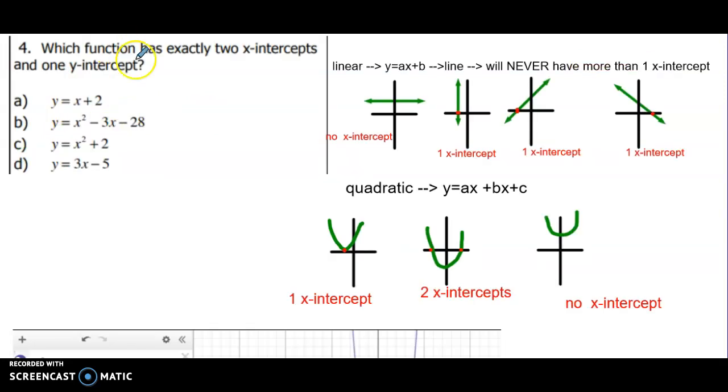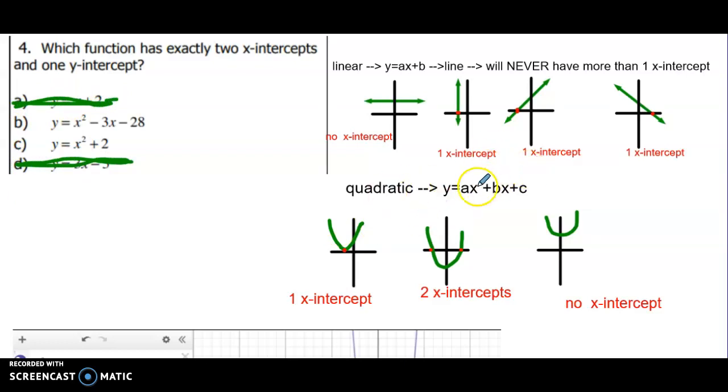Number 4 says, which function has exactly 2 x-intercepts and 1 y-intercept? Now, if we look over here, we remember that linear, which is y equals ax plus b, which are problems like A and D, will never have more than 1 x-intercept because it's a line. So this one right here is linear. There's no x-intercept. Linear, 1 x-intercept. Linear, 1 x-intercept. So I know that if I have a linear equation, it will not have 2 x-intercepts. So I know my answer can't be A or D.